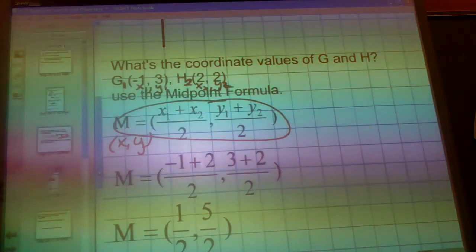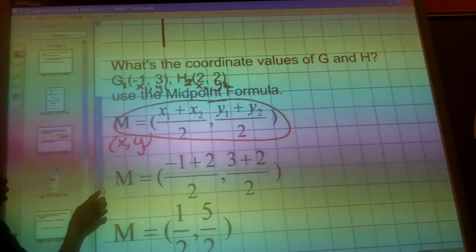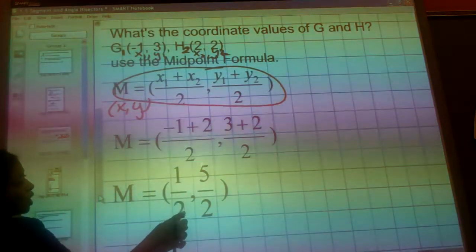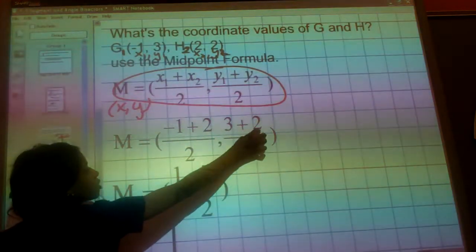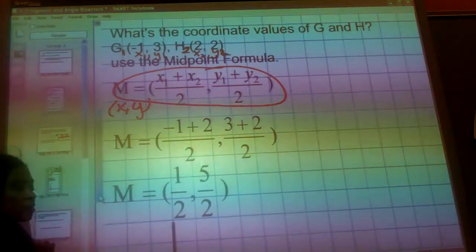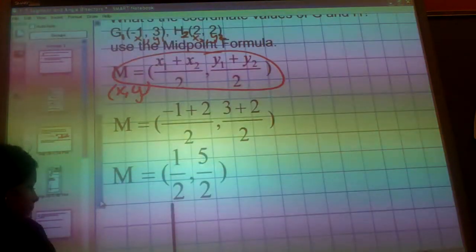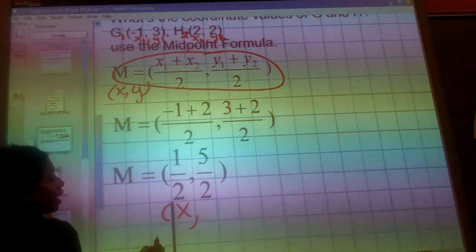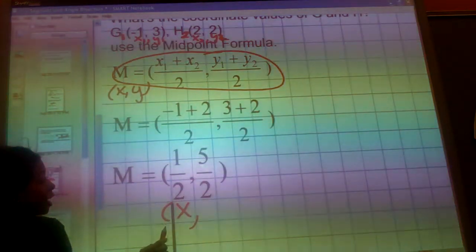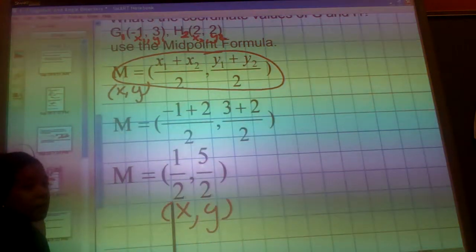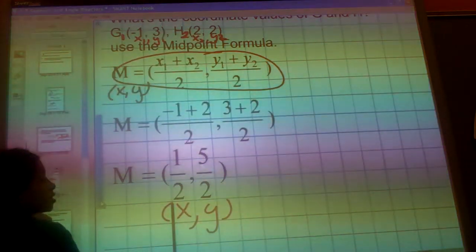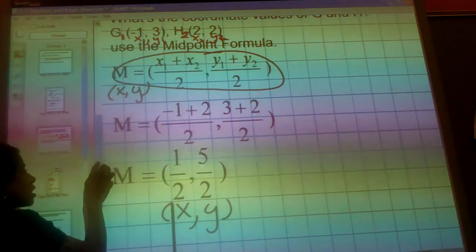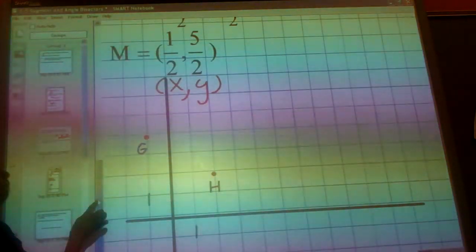Now, solving this equation, we're going to see that -1 plus 2 is equal to 1, in half, so 1/2, and then 3 plus 2 in half will be 5/2. So my x value, because remember this is going to be an ordered pair, is 1/2, and the y is going to be 5/2. So we plot that. The midpoint x is 1/2, and the midpoint y is 5/2. We can come down to the graph and plot that.